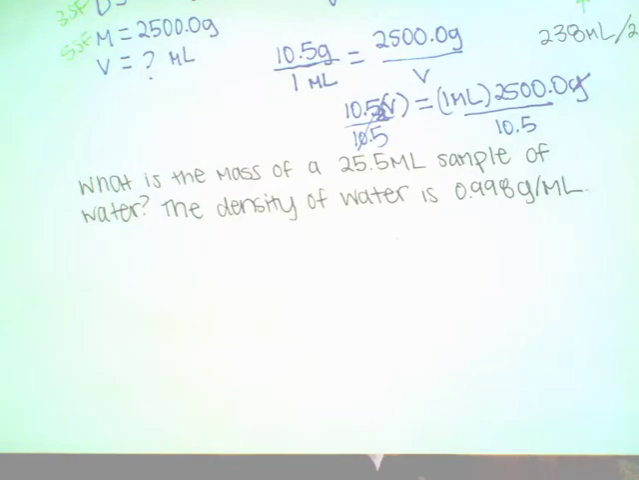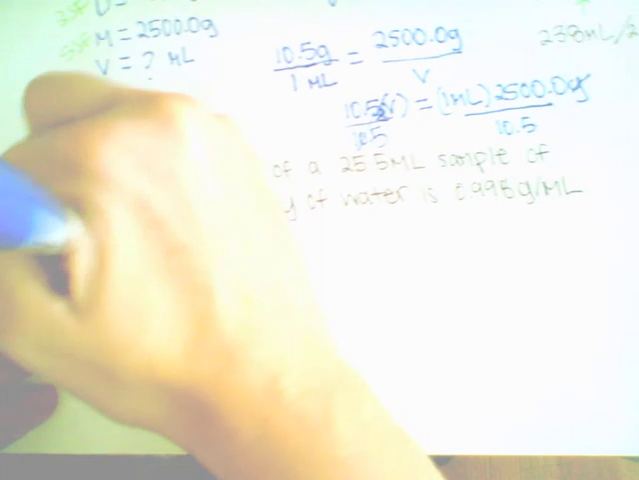All right, this is part 2 of the density calculation examples. The second question says, what is the mass of a 25.5 milliliter sample of water? The density of water is 0.998 grams per milliliter. All right, so we know we are working with a density problem, so let's start by writing down what variables we'll be dealing with.